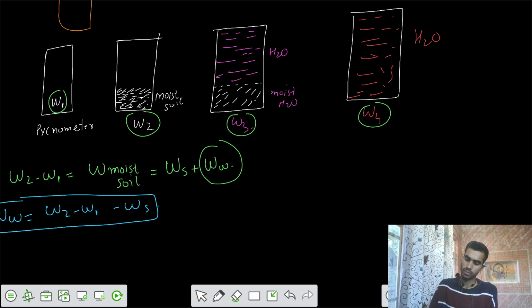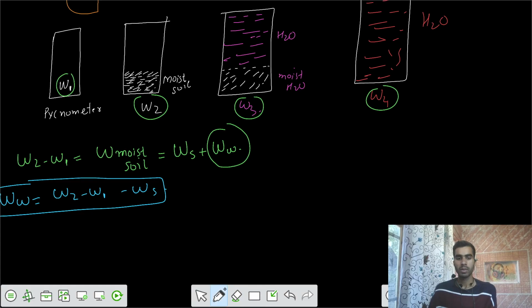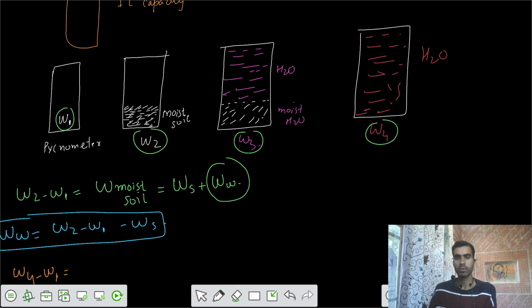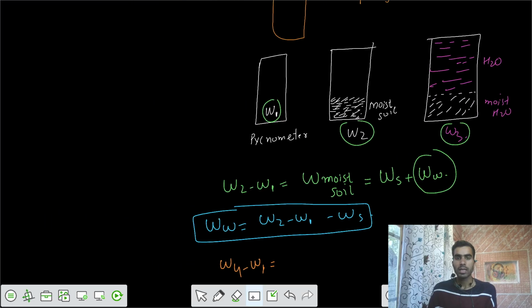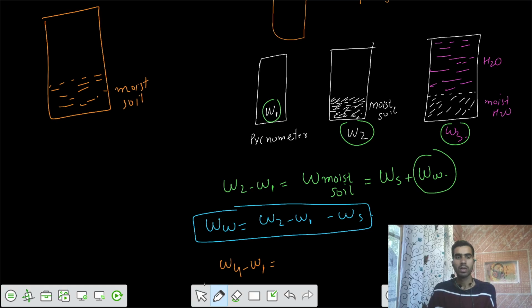Okay, let's say I want to find the value of W4 minus W1. This is the extra part we have to perform. What is the value of W4 minus W1? Let's analyze further. See this moist soil. This is your moist soil, and it has some total volume V.